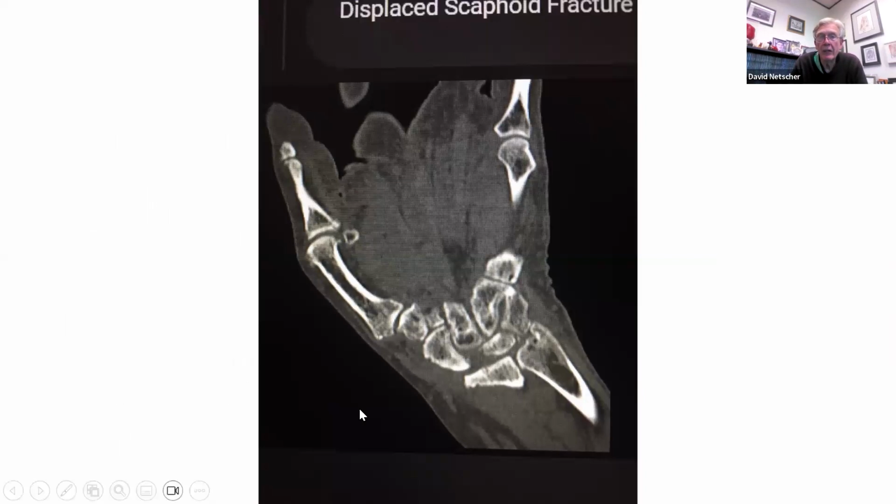So this is the correct way then to take a scaphoid view, the sagittal view, along the axis of the first metacarpal, and you need to ask them to align your special imaging accordingly.